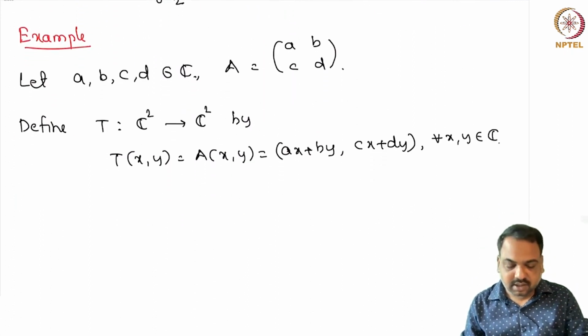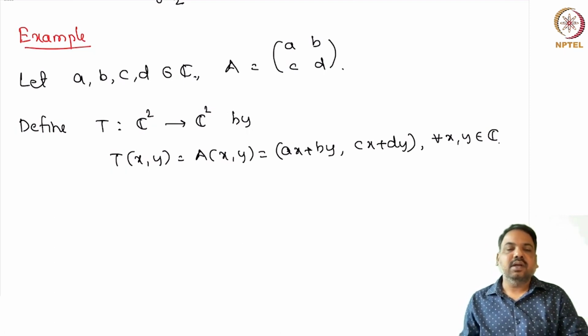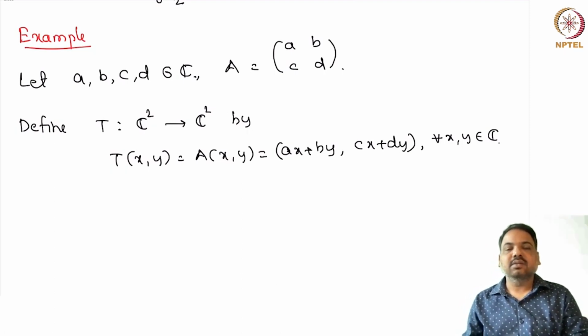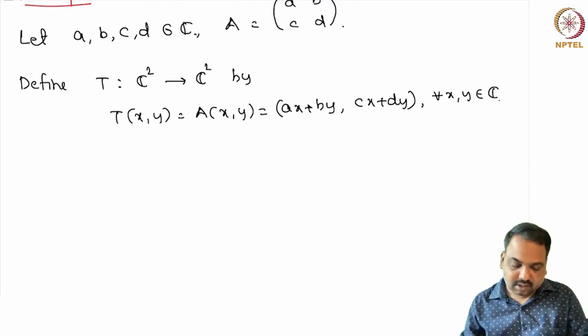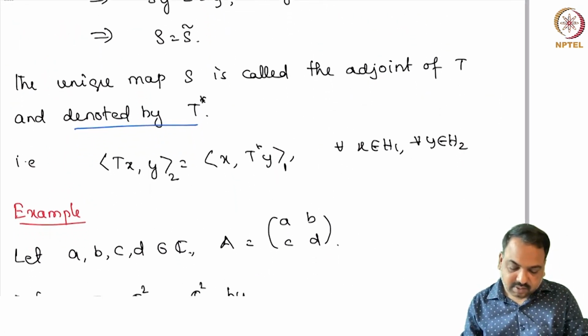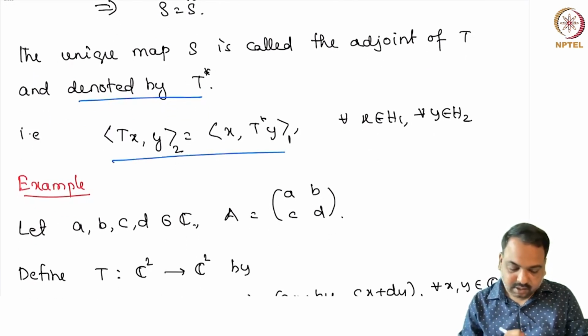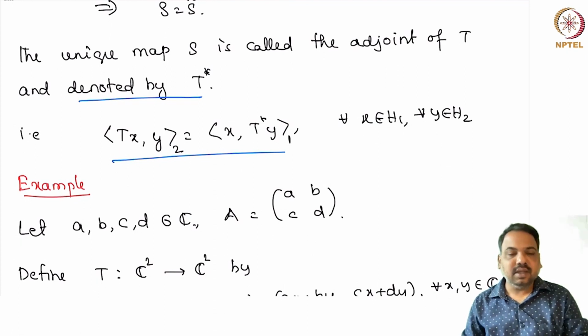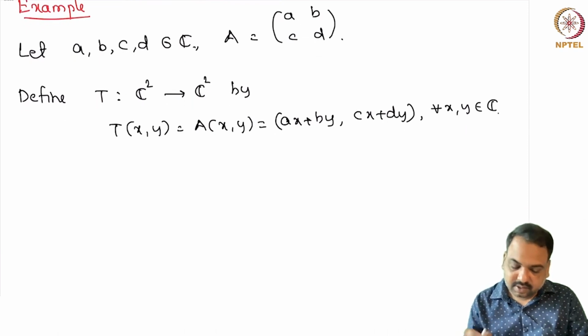Now let us try to find T star and see whether we can connect this with the adjoint of a matrix. If you look at the equation satisfied by T and T star, to find T star, you have to look at the inner product of Tx with y, and we should be able to write that as the inner product of x with T star y. Then easily we can find out what is T star. So let us do the same here also.